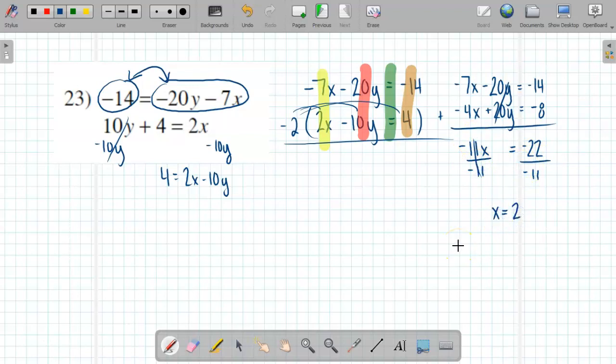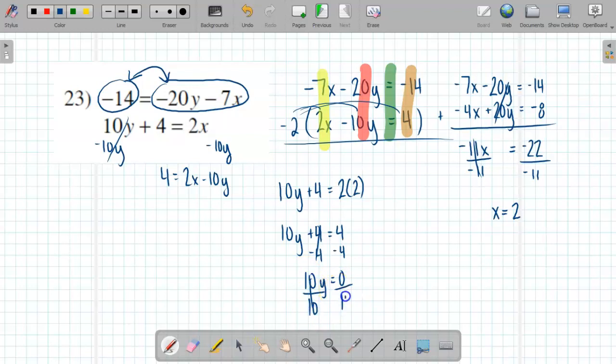Now you can go back to one of your original equations and plug this in. The bottom one looks a little easier to me, so I'm going to say 10y plus 4 equals 2 times 2. And so that's 10y plus 4 equals 4. I would subtract 4 from both sides, and so I get 10y equals 0. I'm going to divide by 10, and that gives me y equals 0. So the answer to this problem is 2, 0.